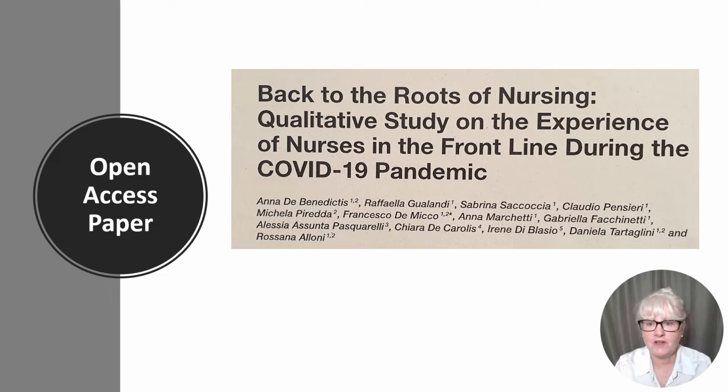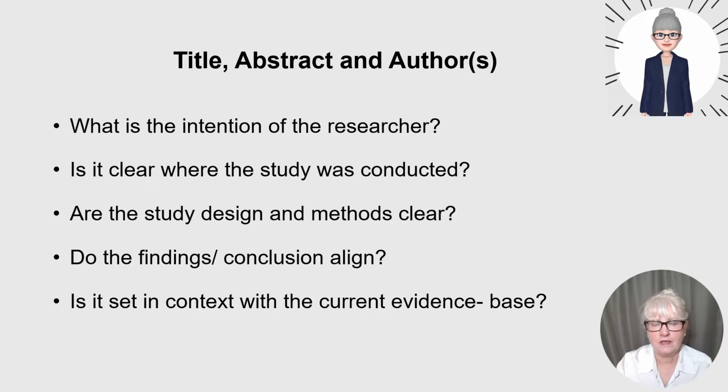And I'm going to give a few pointers, and then I'll go through the open access paper and highlight some key areas. So I hope you find that helpful. Initially, when we're appraising a research paper, we're looking at the title, the abstract and the author, and we're looking, for strengths and weaknesses, does the title align with the study that was conducted?